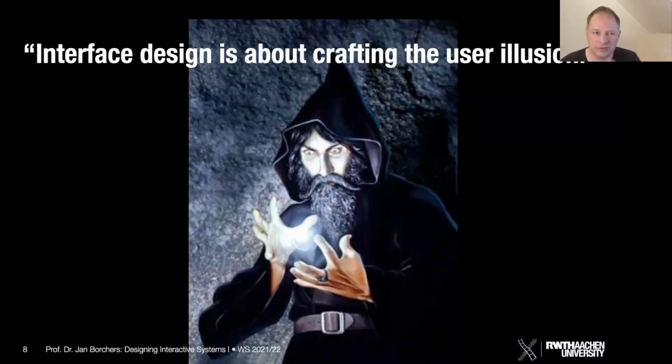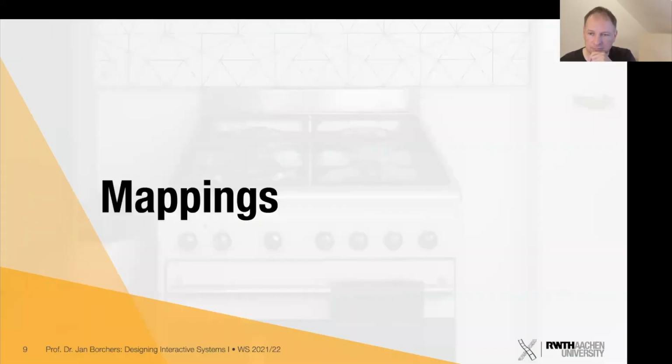So this is why the illusion has to be consistent and complete, so that it doesn't have these holes that then make people doubt your illusion and work around it. All right, so that's it about the conceptual model, an important concept to understand.